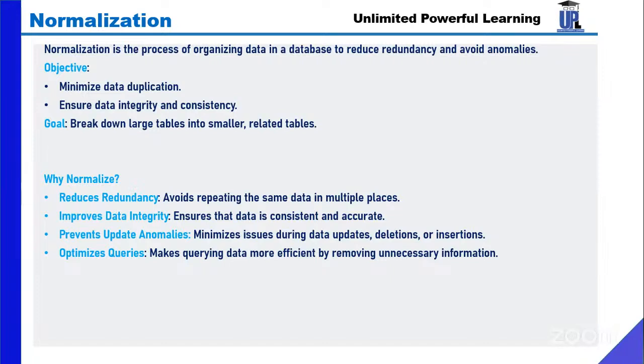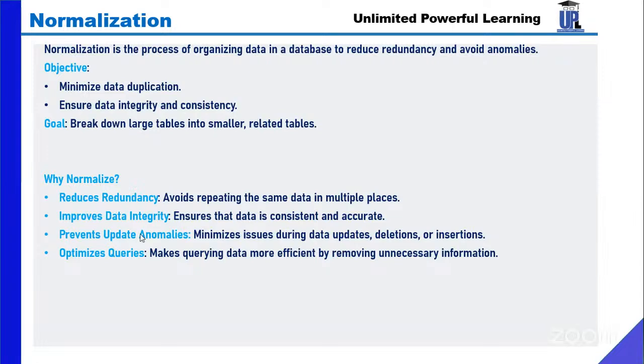So why normalization? It reduces the redundancy. What does redundancy mean? Repetition of the same data in multiple places. That is one solution we have. Another one is that it improves data integrity, consistent and accurate. If you do a transaction 10 times, or join the table 10 times, there won't be any misplacement of data. To ensure that, we have to verify with the normalization process.